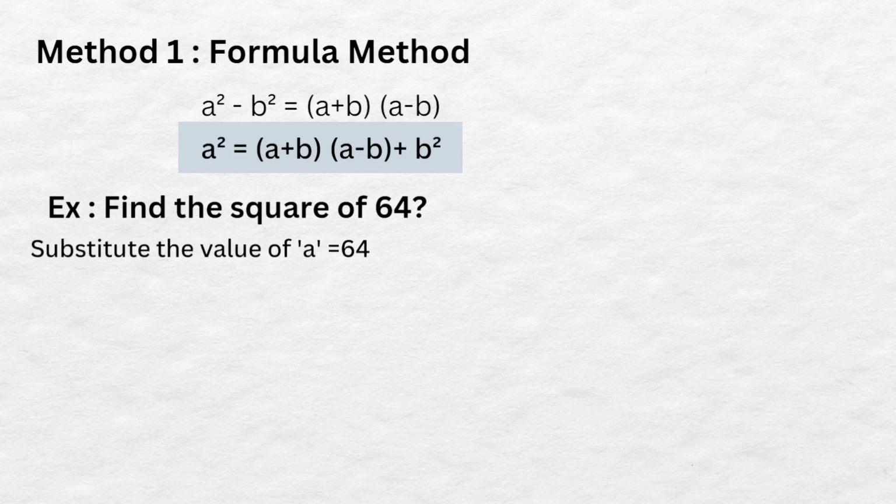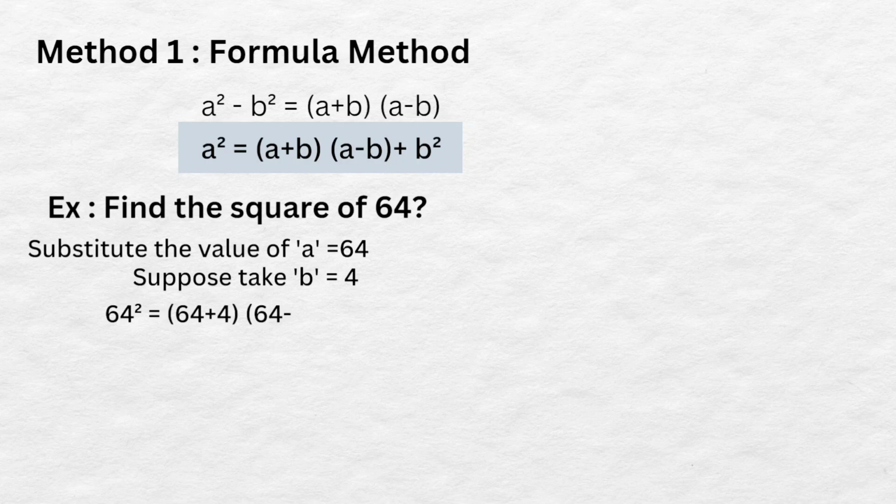Substitute the value of a as 64. Now we have to choose the value of b, which is such a number that the whole equation becomes easy to solve. Suppose we take the value of b as 4. Now substitute the values of a and b in the equation. The equation becomes 64 square is equal to (64 plus 4) into (64 minus 4) plus 4 square. By adding, we get 68 into 60 plus 4 square, which is 16.